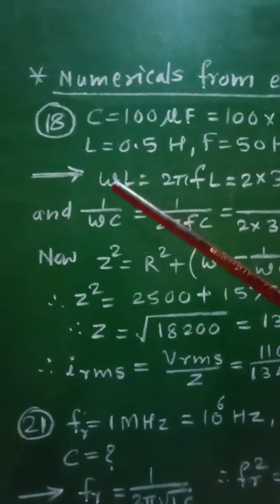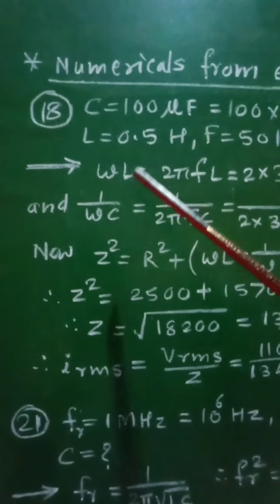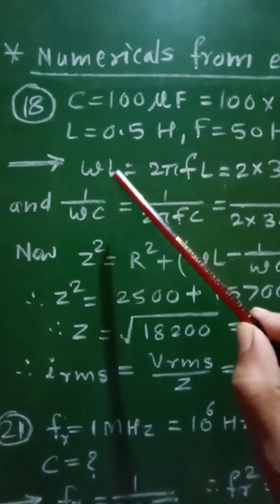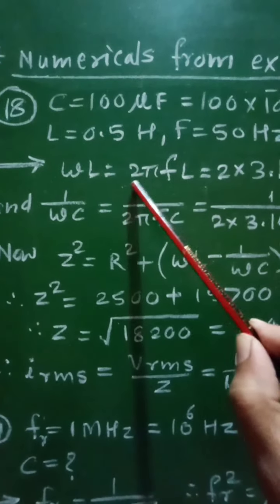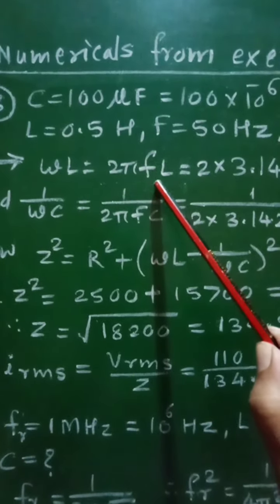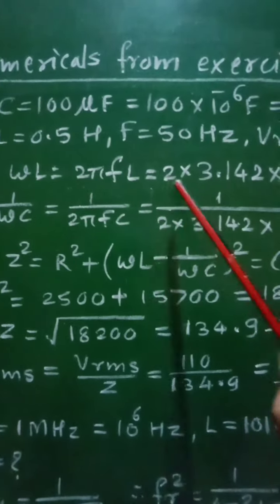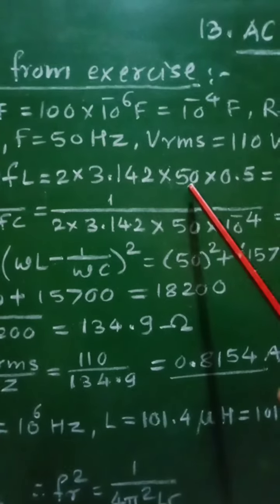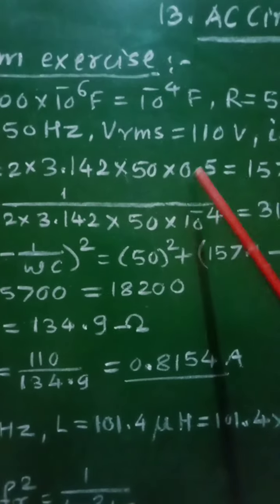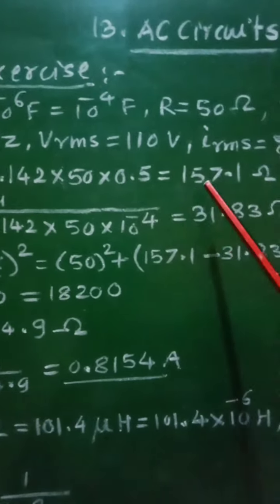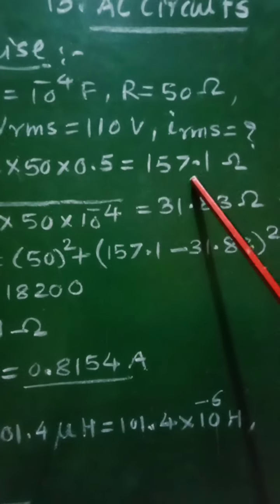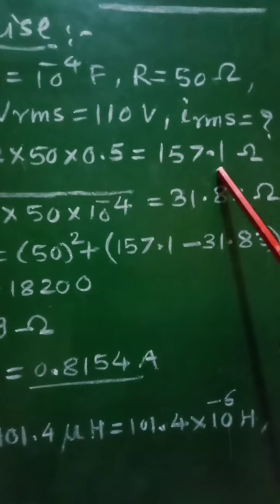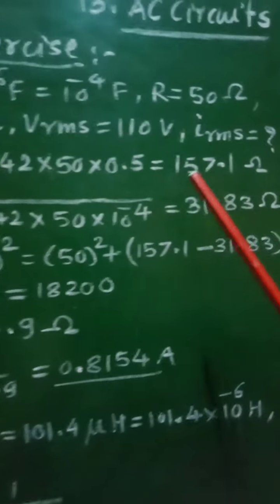Then we know the expressions for inductive and capacitive reactance. That is, omega L is equal to 2 pi fL, which will be equal to 2 into 3.142 into 50 into 0.5, which comes out to be 157.1 ohm. So this will be the value of inductive reactance.